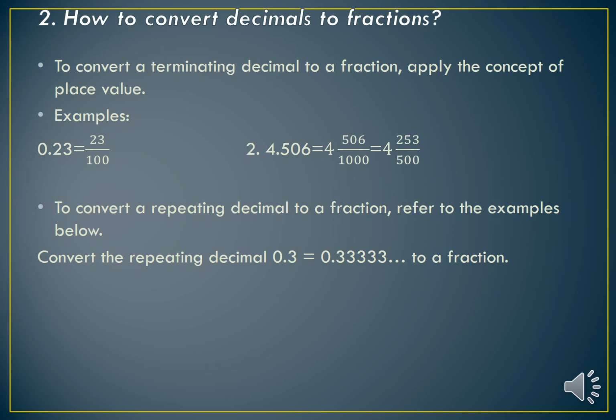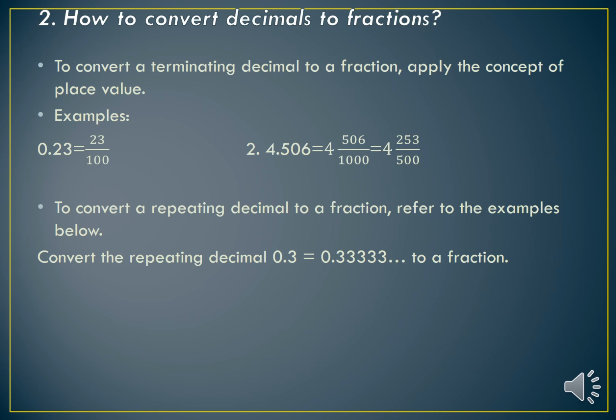So, copy the whole number, 4. And then, since its place value is thousandths, the denominator will be equal to 1000 and then copy the numerator as 506.